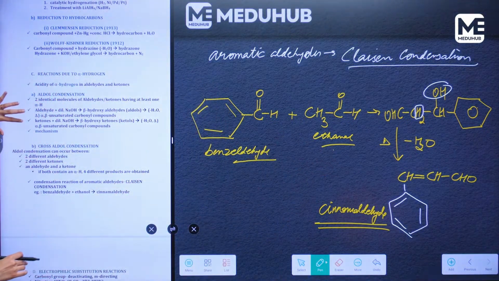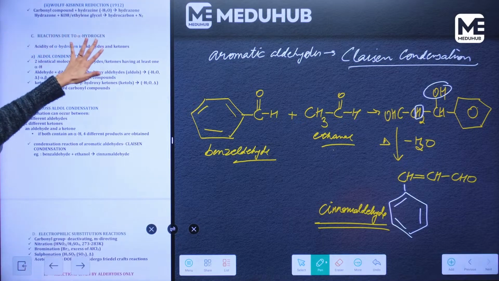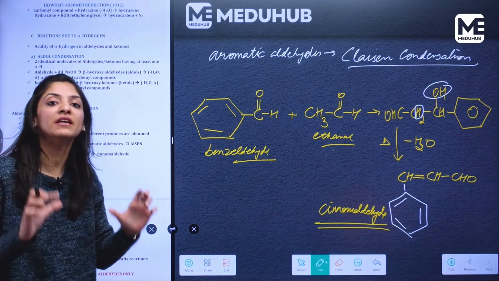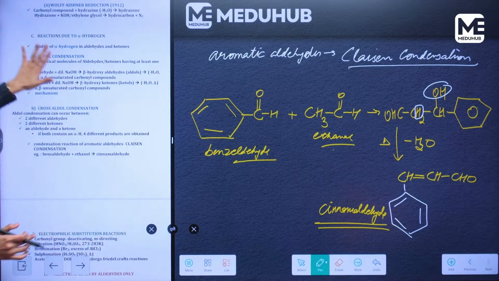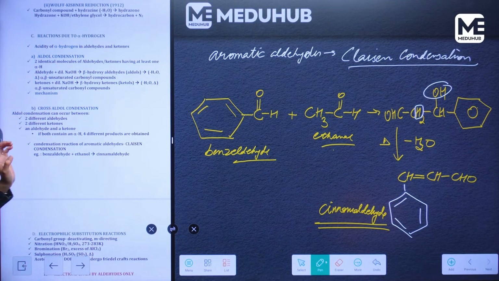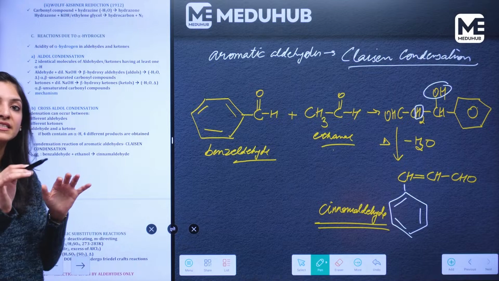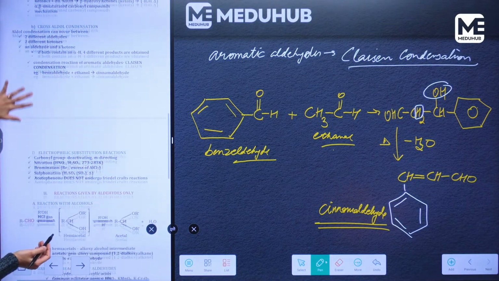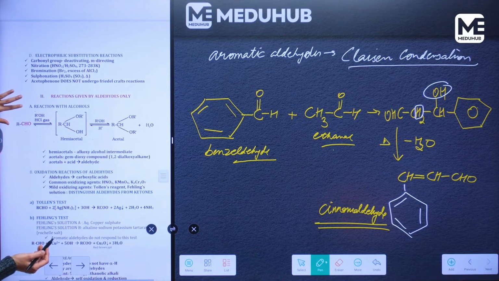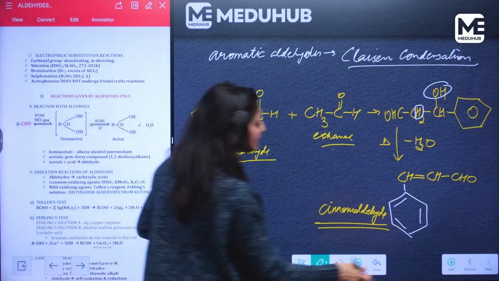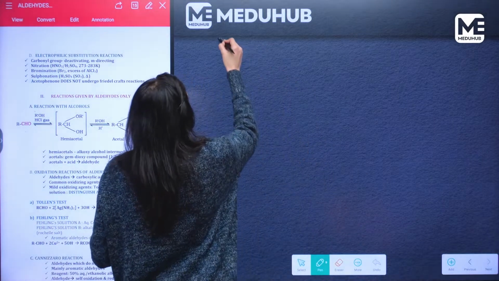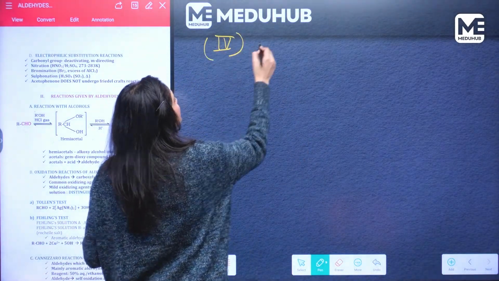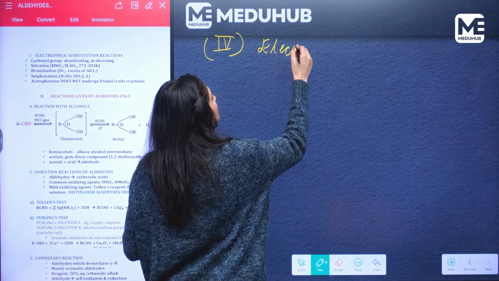So this is it for the reaction due to alpha hydrogen. So aldehydes and ketones which have an alpha hydrogen undergo condensation reactions. If two molecules of the same compound are condensing, it is called aldol condensation. If two different molecules are condensing together, it is called cross aldol condensation. The last reaction, which is common to aldehydes and ketones, the fourth one, is electrophilic substitution.